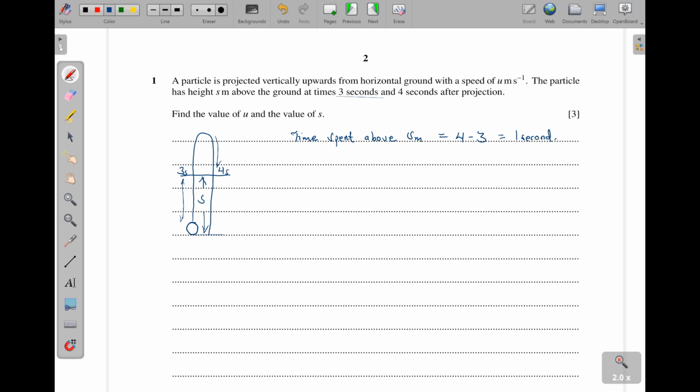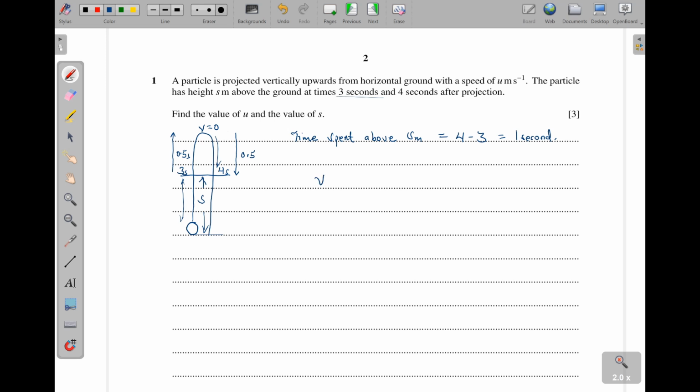And since this projection here is symmetrical, that means the time taken to move up here is a half of this one. So a half of 1 is, of course, 0.5 seconds. It is the same time taken to move from this maximum height to here. It's also 0.5. Then here, of course, v is equal to what? 0. Now, at maximum height, that v is equal to 0.